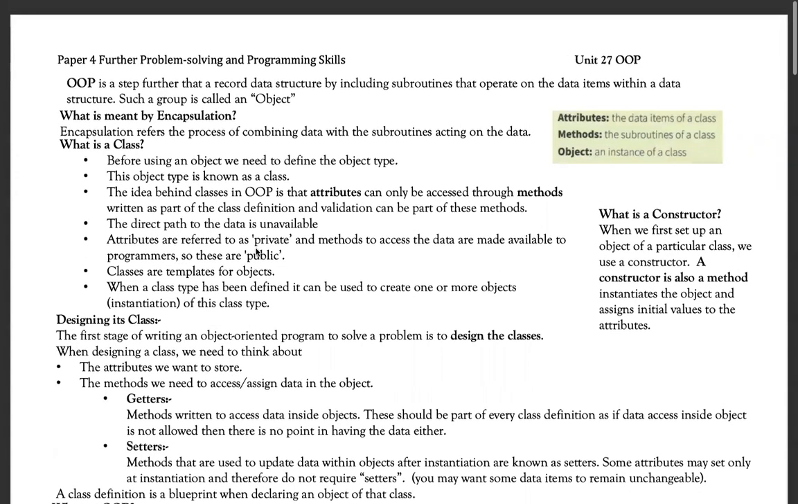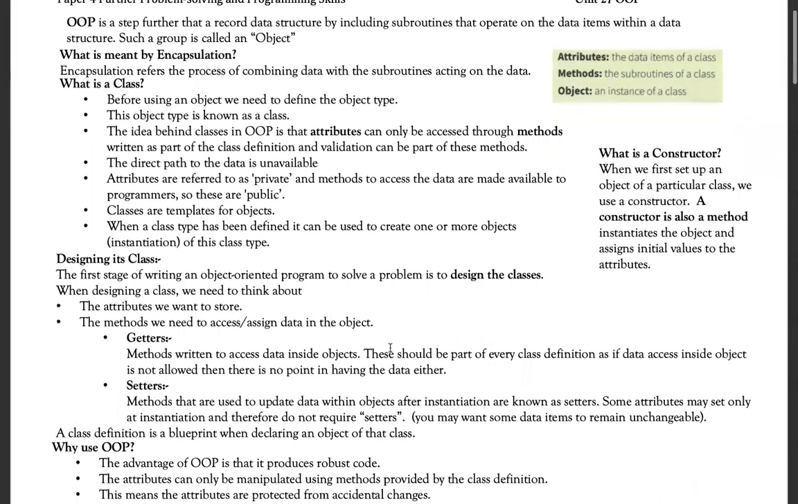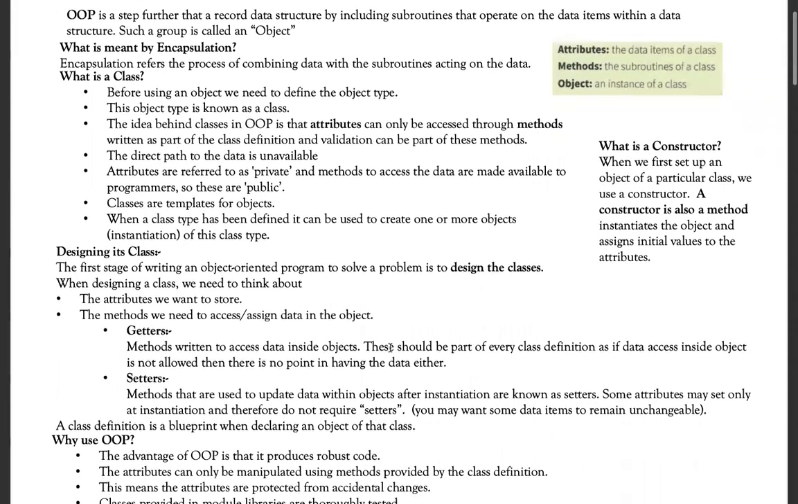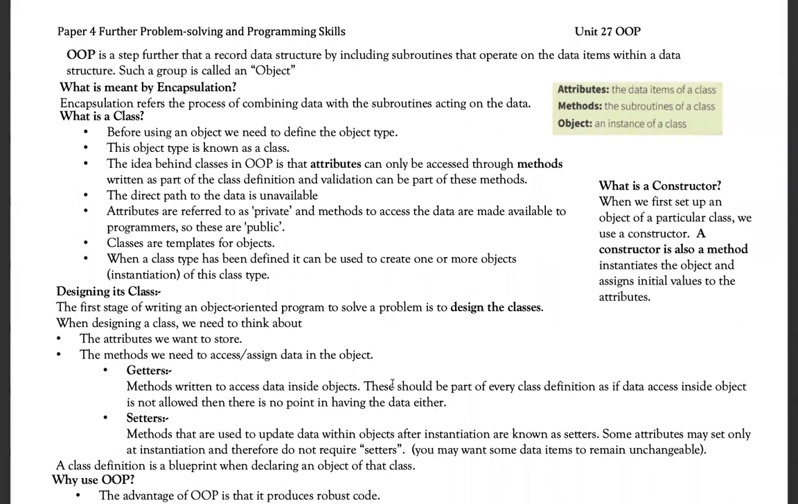Okay, now we're going to start studying object-oriented programming. This is actually unit 27 of your syllabus. In this course, we'll be discovering basically what an object is. If you remember, the organization of a record was in paper 3, where we studied what a record is. This is a user-defined type. In fact, we implemented records from paper 2 onwards.